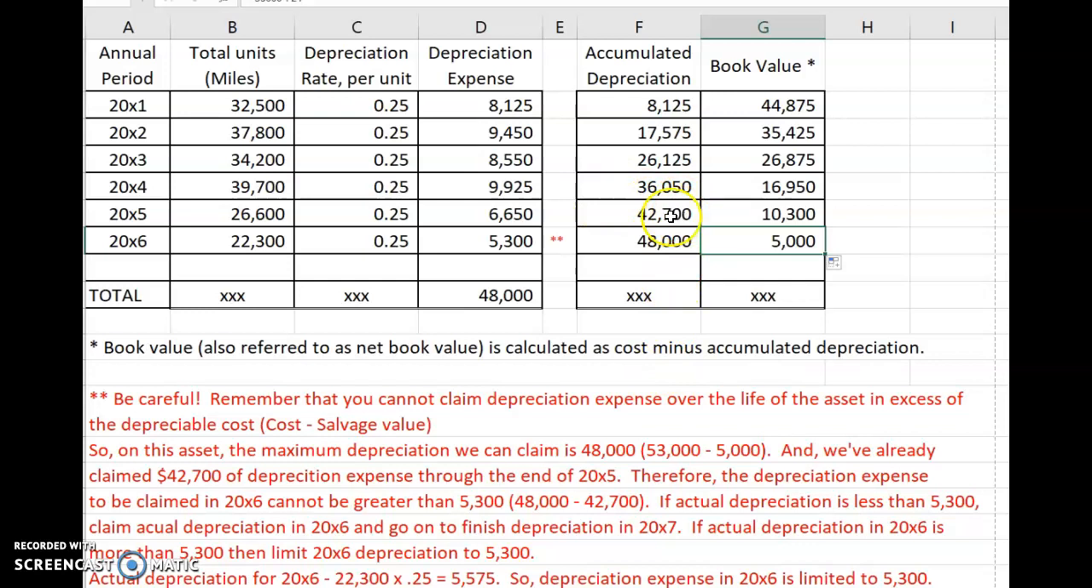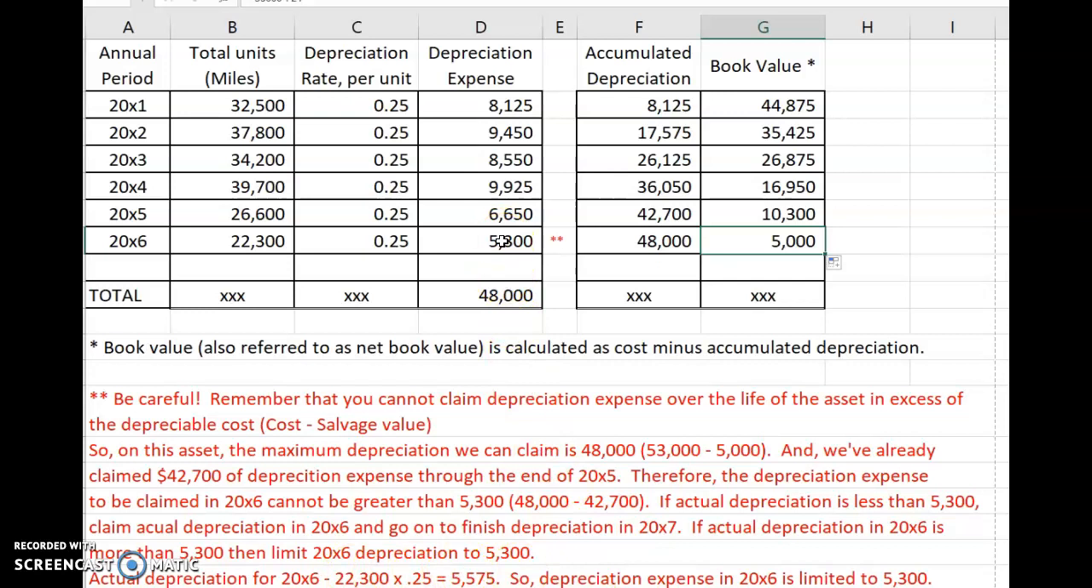So if actual depreciation for 20X6 was less than $5,300, then we would claim the actual amount of depreciation for X6 and take our depreciation calculations into X7. However, the actual depreciation for X6 was $5,575 in this calculation, so depreciation in X6 is limited to $5,300.